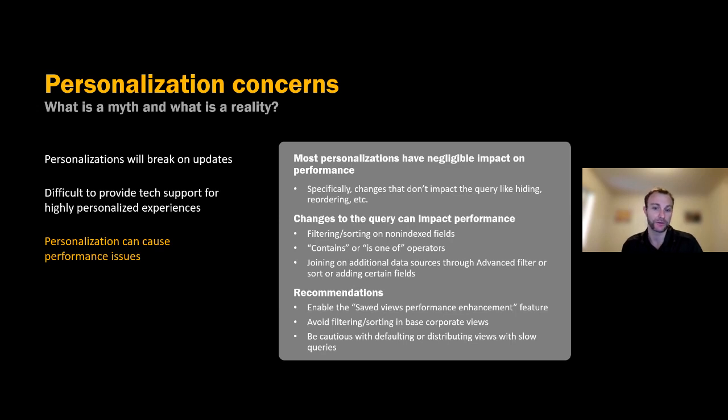And then the last thing is if you're joining additional data sources. If you're going into advanced filter or sort and you're adding more data sources, that can obviously make the query a little bit slower. And even if you add certain fields, the reference group fields, those will implicitly add data sources under the cover just to grab the value for that field. And so that can do the same thing.